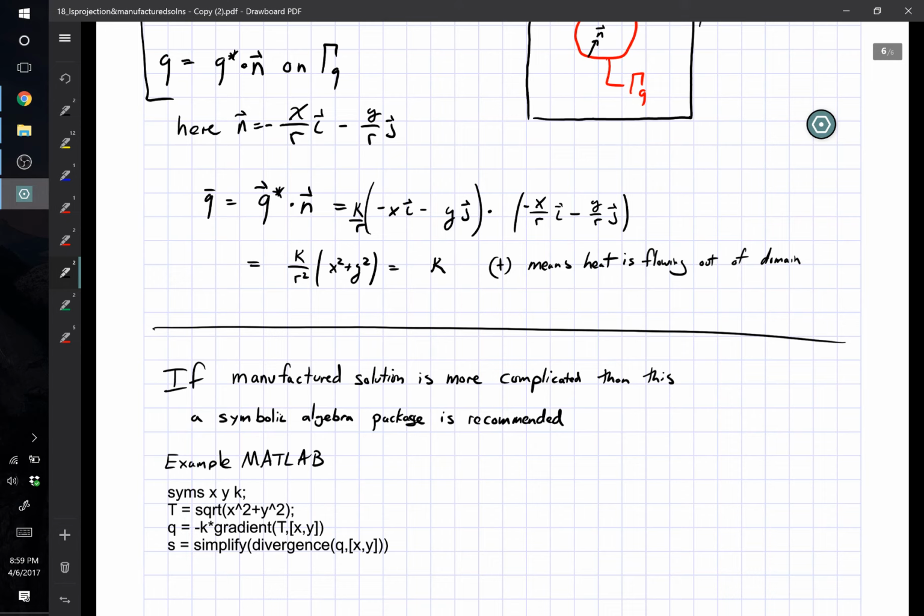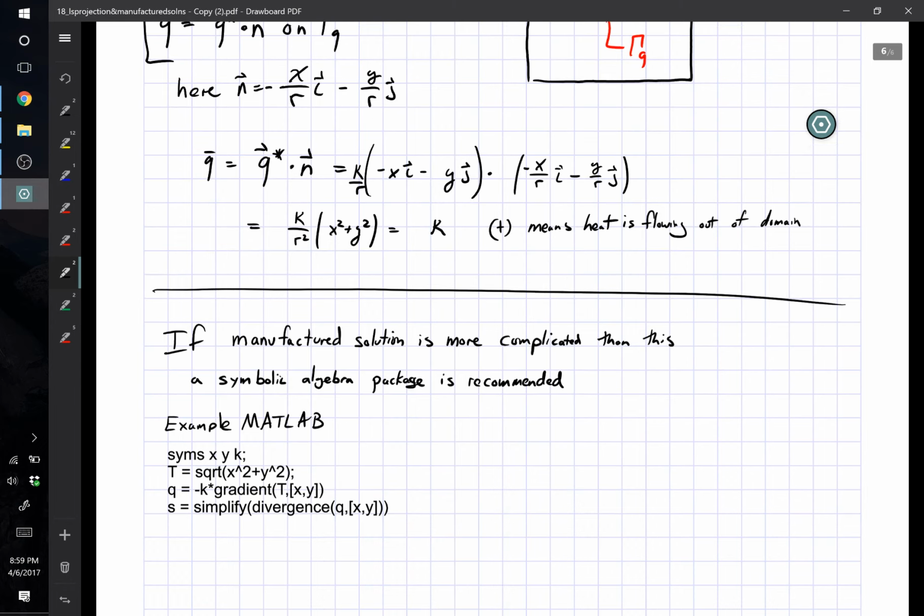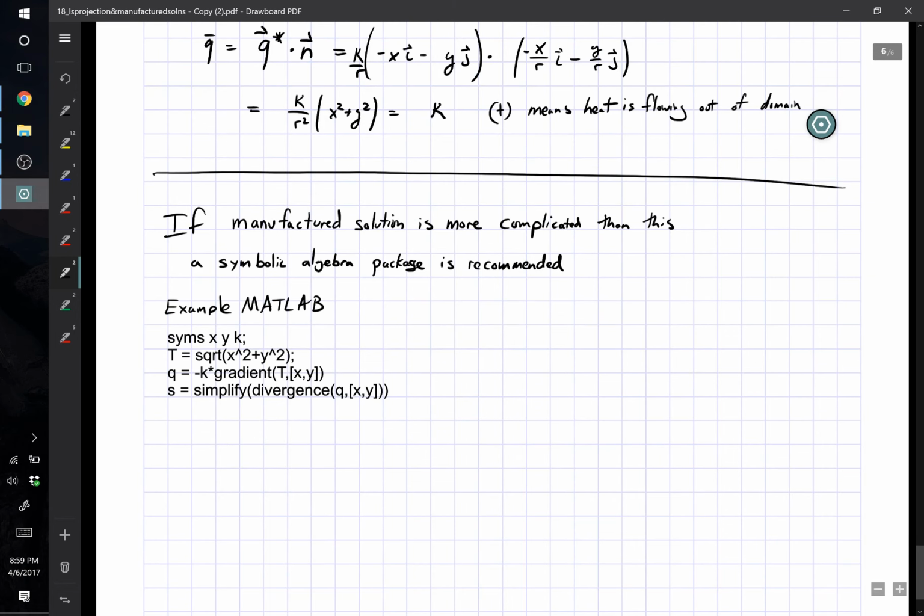And so that's basically it. Now, if the manufactured solution is any more complicated than this, or even in this case, a symbolic algebra package can give you a lot of help. I've demonstrated Mathematica earlier in the class. You can do this in MATLAB as well. This little bit of code is all you need.